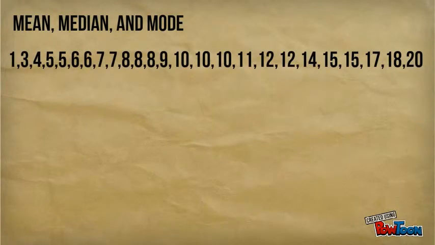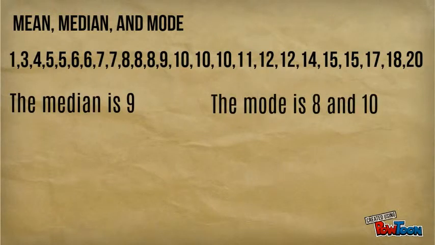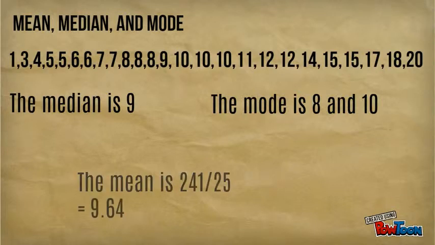Next, I determined the mean, median, and mode of the data. The median is 9, the mode is 8 and 10, and the mean is 241 divided by 25, which gives us 9.64.